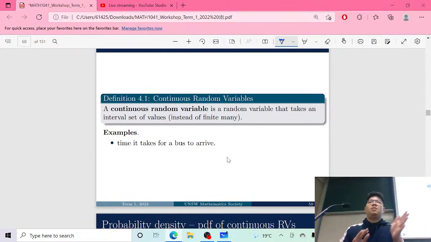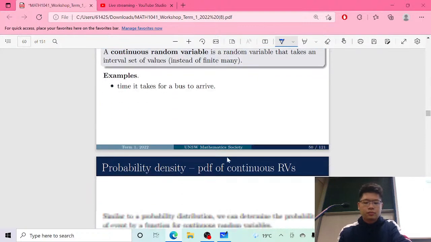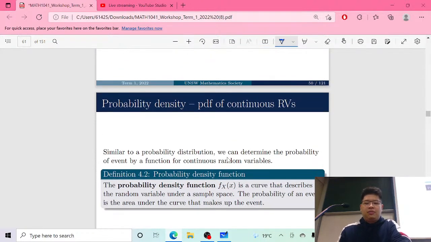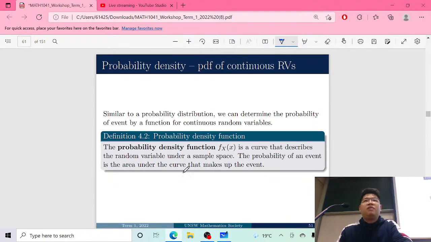You could say it takes between 3 to 4 minutes to arrive, but there's no discrete value for each one here. In the case of continuous random variables, we also have probability functions. We call them probability density functions.